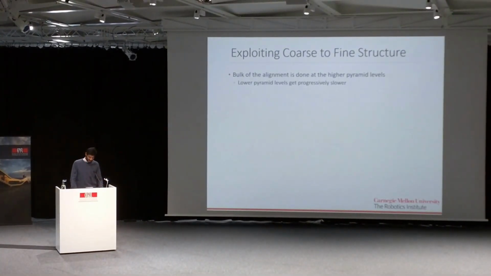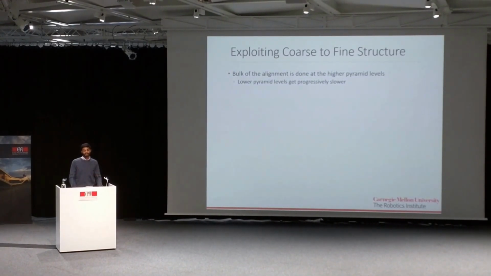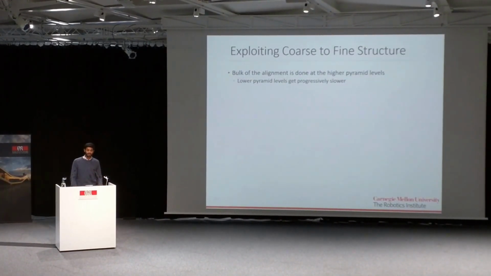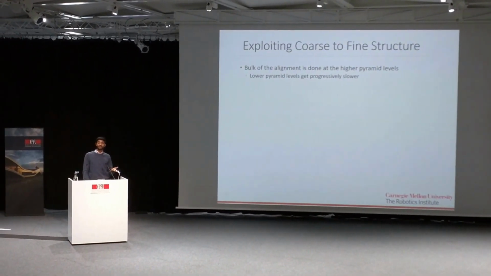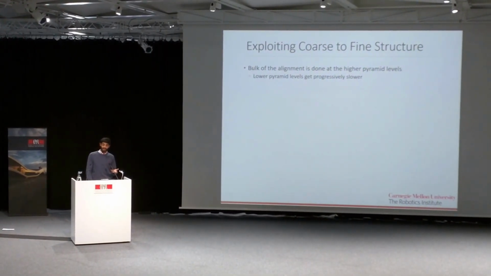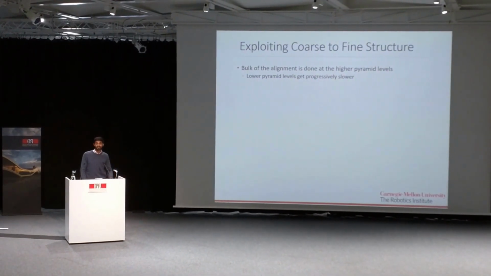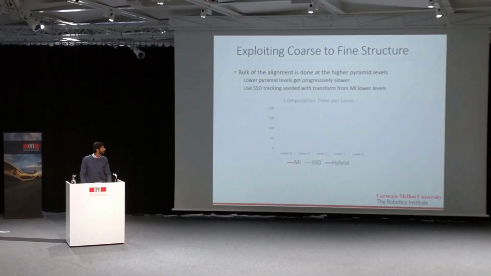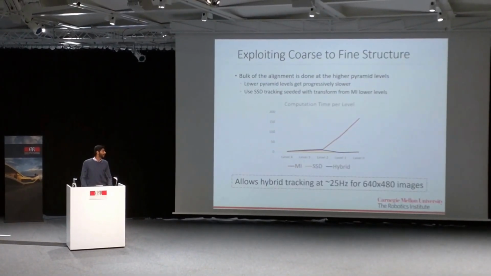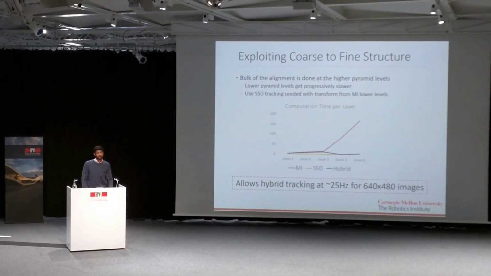And finally, we exploit the fact that when aligning the images, we move from a coarse-to-fine setup. And so we exploit the fact that mutual information is more robust at the higher pyramid levels. And as we move towards the lower, higher resolution pyramid levels, we then move on to SSD to provide the fine-grained tracking. And that allows us to basically run at roughly 25 Hz for 640 by 480 images.